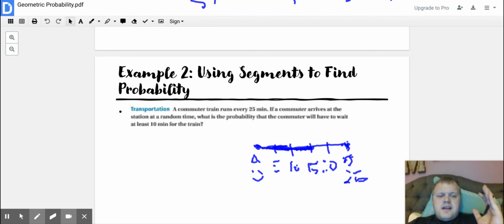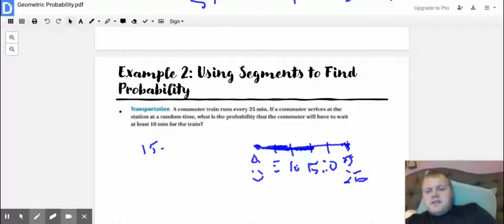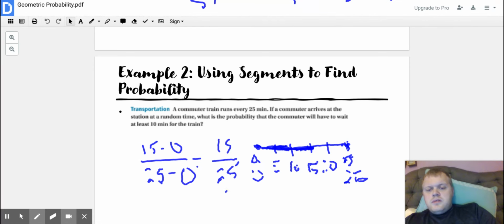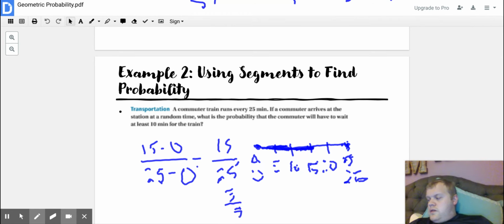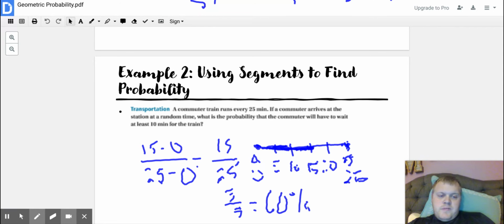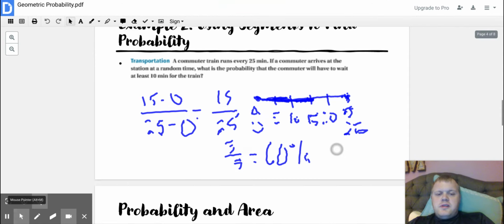If that's the case, then we're going to do part over the whole. So the part would be 15 minus 0 over the whole part, which is 25 minus 0. That ends up reducing down to 15 over 25, and this fraction also reduces down to 3 over 5. So the probability that it has to wait would be a 3 to 5 chance. Or in terms of a percent, it'd be a 60% chance. 3 over 5, 60%, all kind of the same thing.